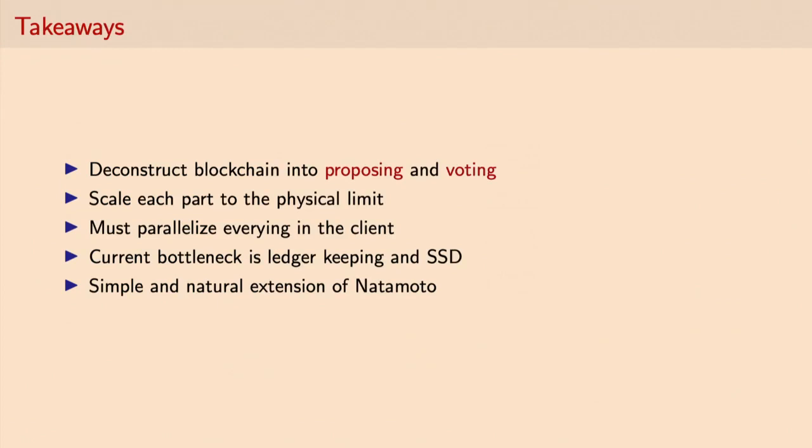So here are some takeaways. First, Prism does the deconstruction by deconstructing a block in Bitcoin into the proposing job and the voting job, and scales each part to approach the physical limit performance. And we found that we must parallelize everything, consensus and ledger keeping in a client, in order to get high throughput. And we found that Prism is able to move the bottleneck from consensus to ledger keeping, and more specifically, the SSD and the database. And finally, Prism is a very simple and natural extension of the Nakamoto consensus.